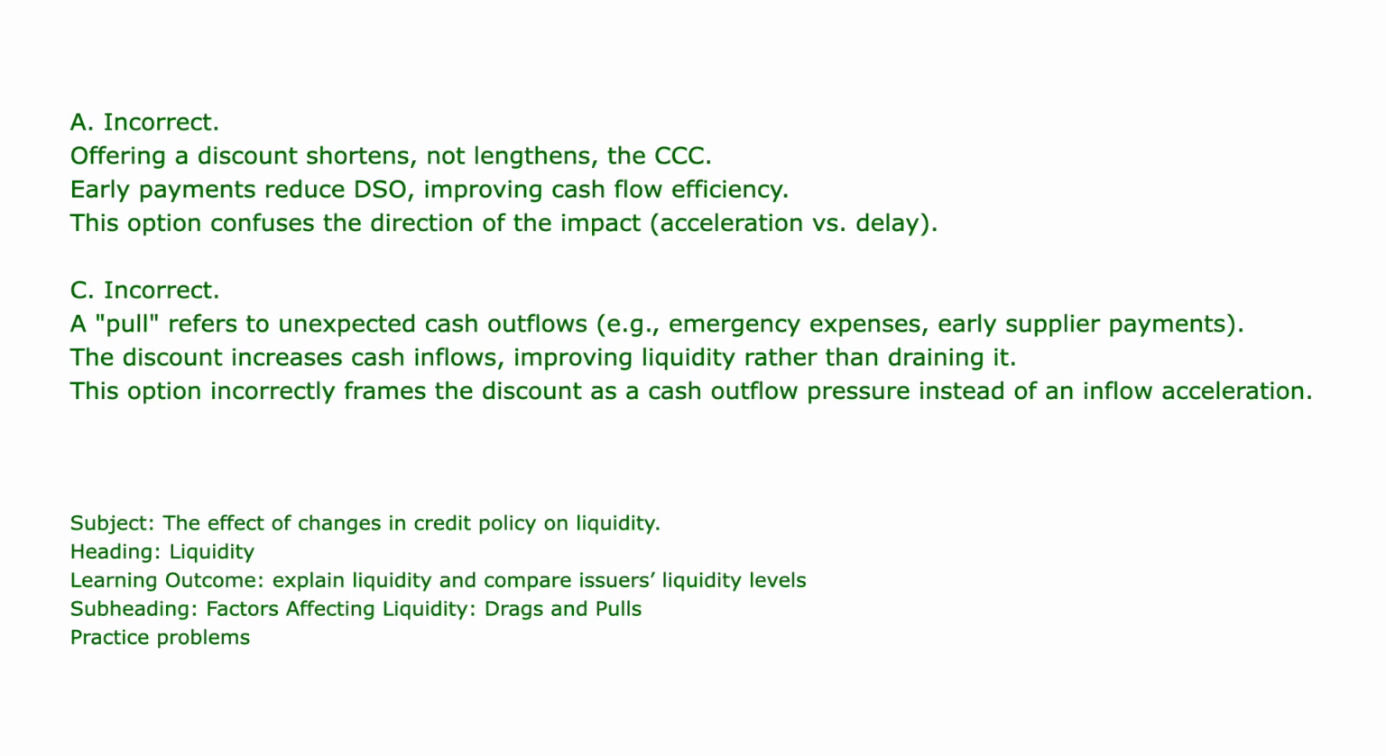A pull on liquidity involves an acceleration of cash outflows, paying others faster. Since a discount speeds up inflows, receiving cash from customers, it cannot be a pull. It emphasizes that the strategy is the functional opposite of lengthening the cycle. It accelerates cash recovery, thereby enhancing the issuer's liquidity position, rather than straining it.